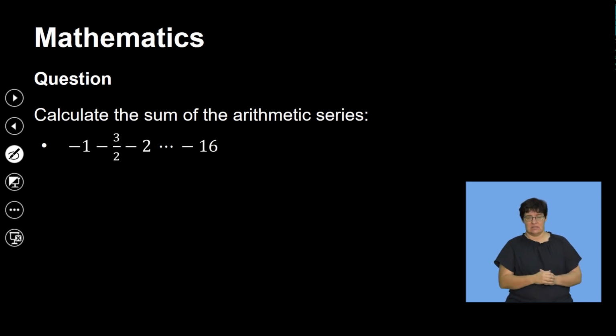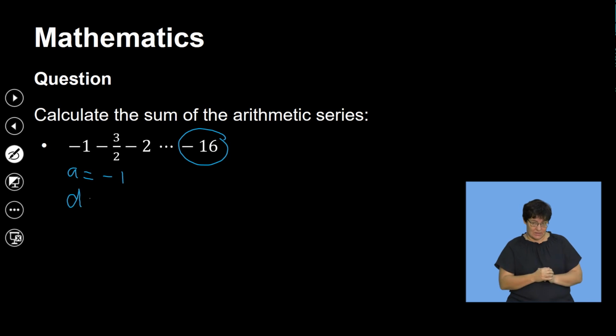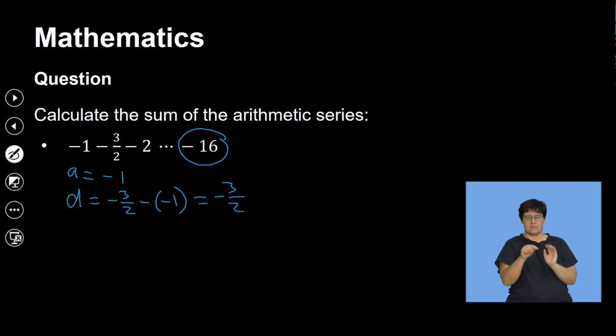Now the second question is, now I know what the last term is. You can see they did not say up to how many terms, it's just the last term. So a is equal to minus 1. The value of d will be minus 3 over 2 minus 1, which is the same as minus 3 over 2 plus 1. Therefore, this is minus 3 plus 2, which is actually minus 1 over 2. That will be my difference.